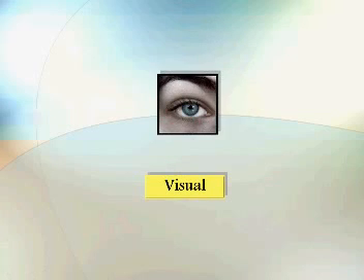The first type is visual. As you can see in the picture, visual means somebody who is interested in watching things, somebody who likes pictures, somebody who likes graphs. So it's all about the eyes.